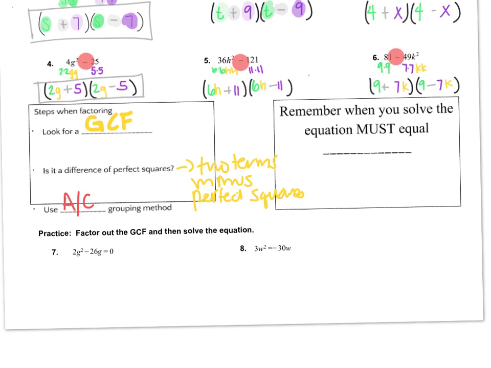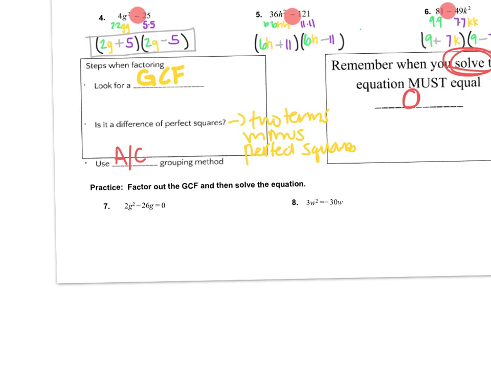And it's important to know that when you go to solve, so solving is the final step here, all of our equations must equal 0. In order for us to solve, they must equal 0. So I'm going to do problem 7. It says I'm supposed to factor out the GCF and then solve the equation.